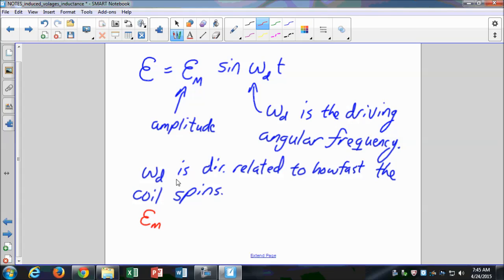EM is the amplitude. We also think of it as the maximum EMF, or the maximum voltage. So if I plot my EMF as a function of time, it looks like this. EM will be either here, that would be negative EM, or up here, that's going to be positive EM. So it's just the amplitude of this wave function.